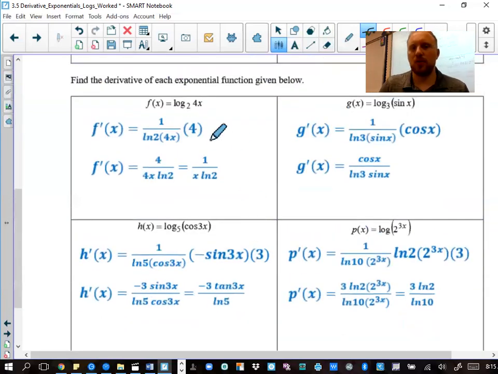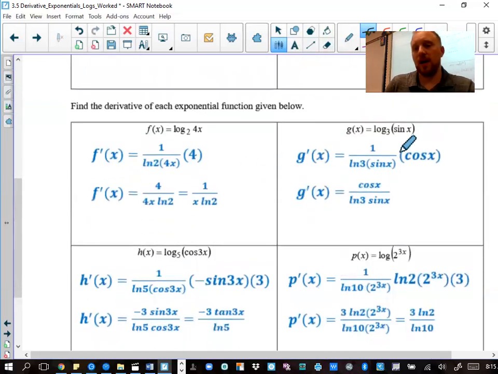But let's look at our example here where we have log base 2 of 4x. So we take 1 over the natural log of our base, natural log of 2, times 4x, that's this inner part here, times the derivative of the inner, which is 4. And then we can reduce it down to 1 over x natural log of 2. Another example where we have a base of 3, so it's 1 over natural log of 3, times x with respect to that inner part, which is sine x, times the derivative of the inner, so the derivative of sine x is cosine x, and there we go.